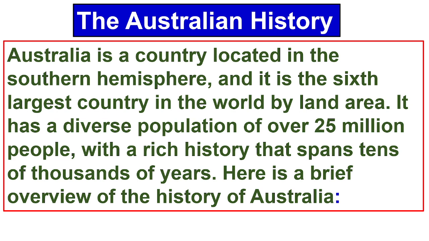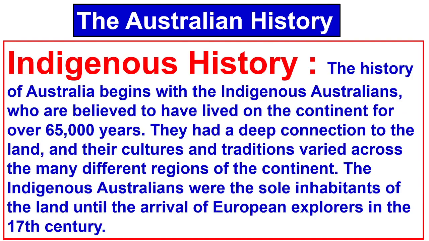Australia is a country located in the southern hemisphere, and it is the sixth largest country in the world by land area. It has a diverse population of over 25 million people, with a rich history that spans tens of thousands of years. Here is a brief overview of the history of Australia.